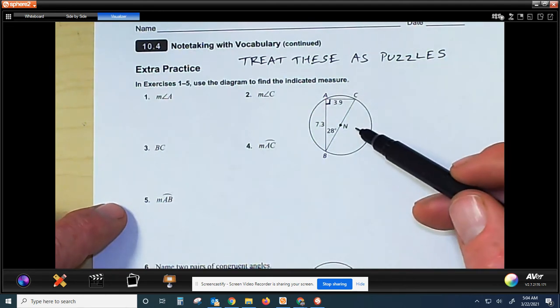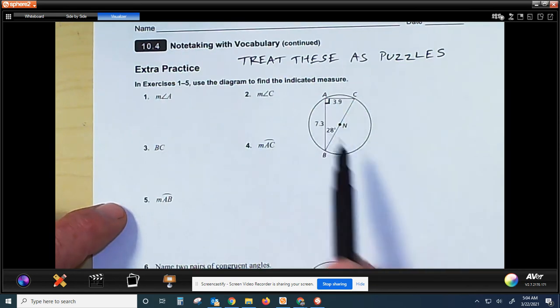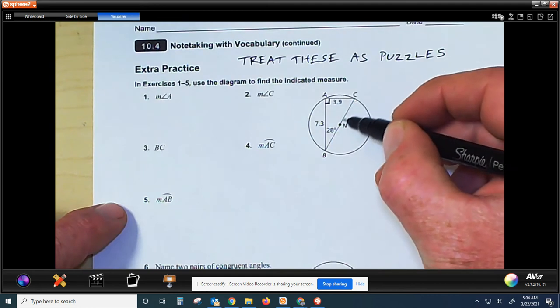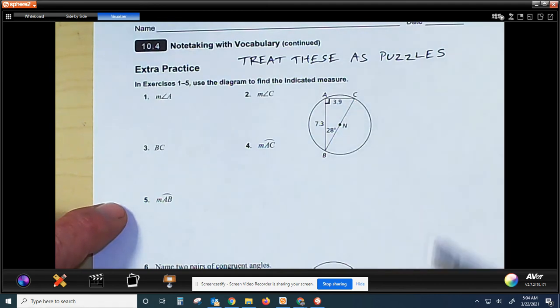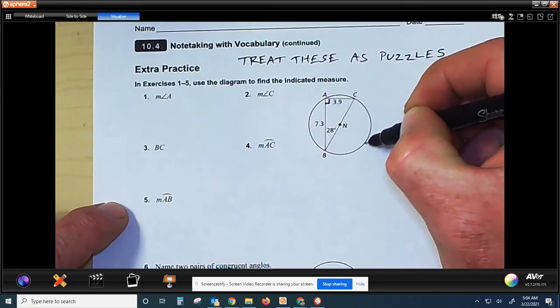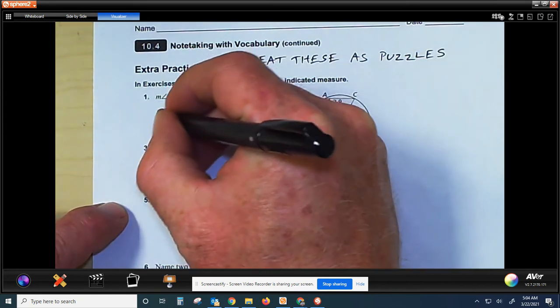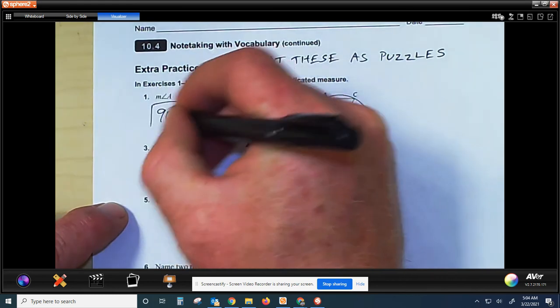Photomath would choke on this. It doesn't know what to do. You have to stop and think about it. If this is a diameter, the principle on the previous page, the inscribed right triangle theorem, says that this arc is going to be 180 degrees. We have a 90 degrees here.